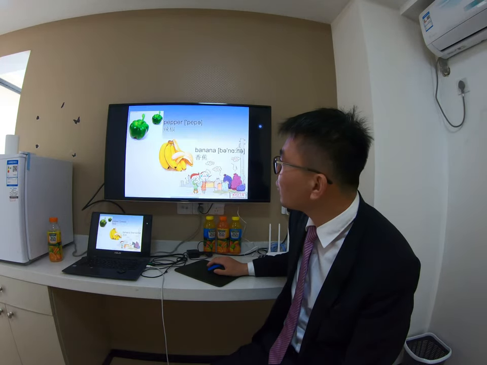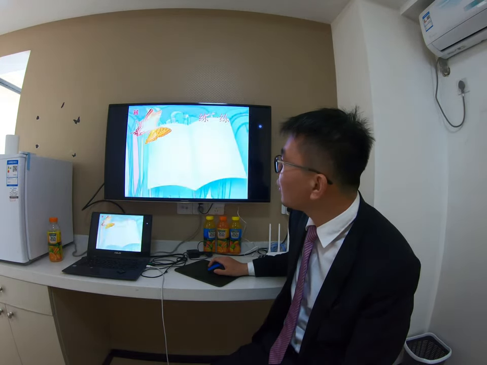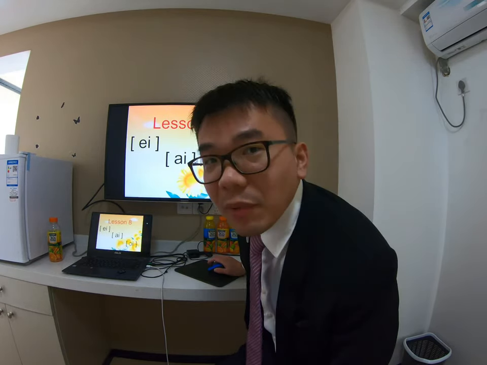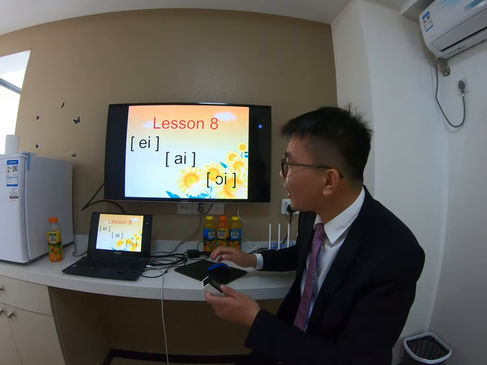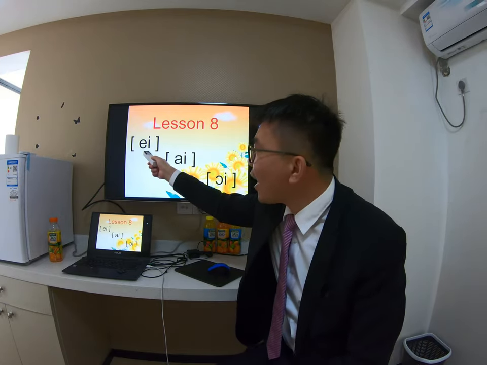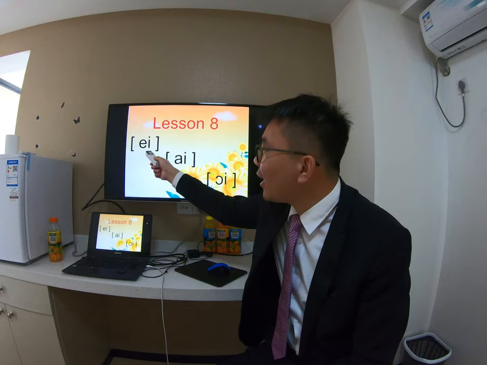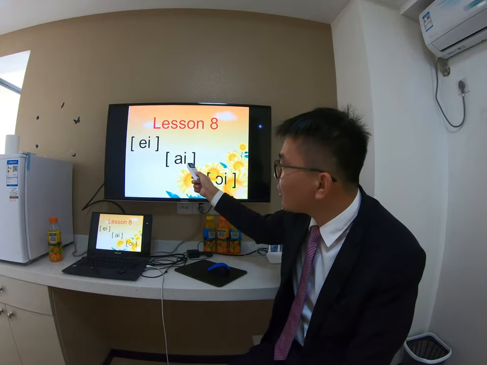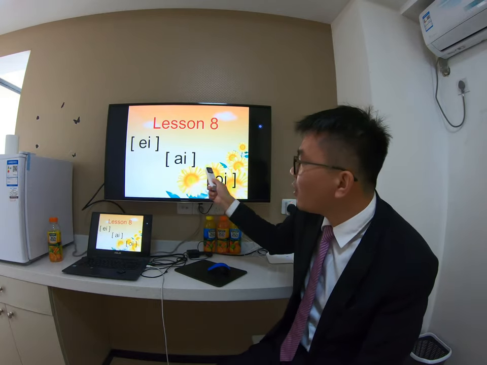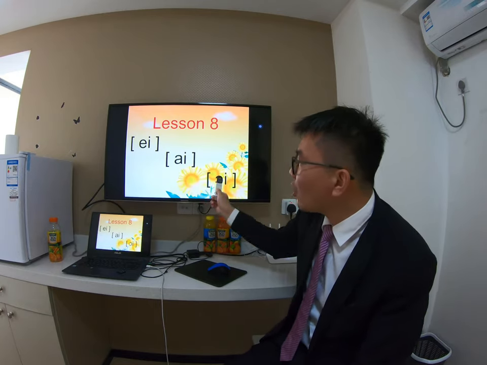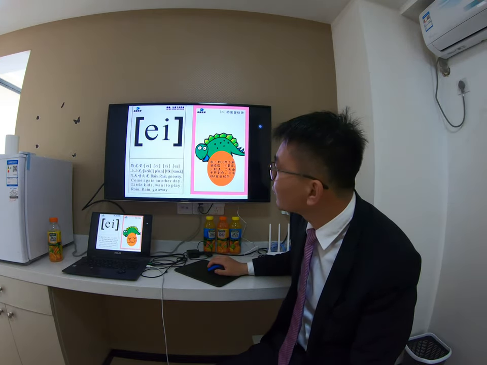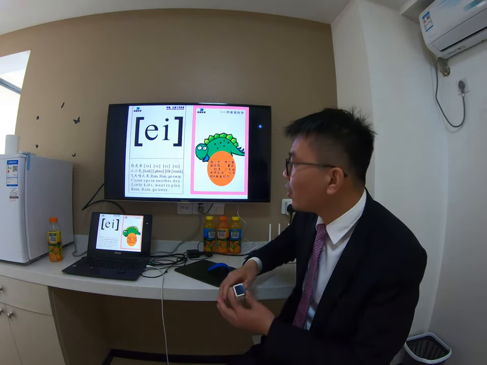Okay, let's continue to learn the double vowel sounds. Double vowel sounds. A plus E, A I, OI. A.